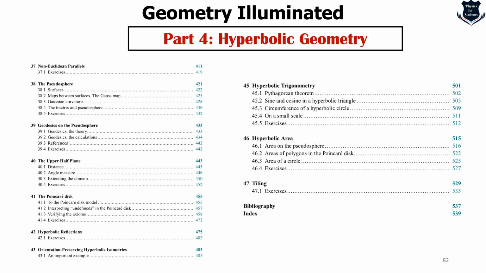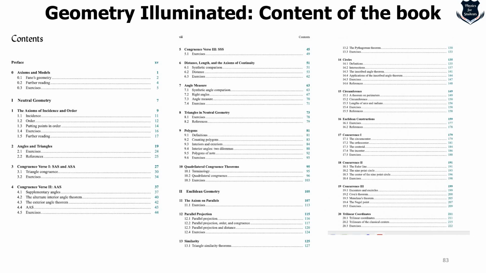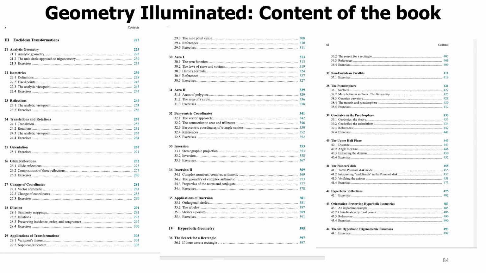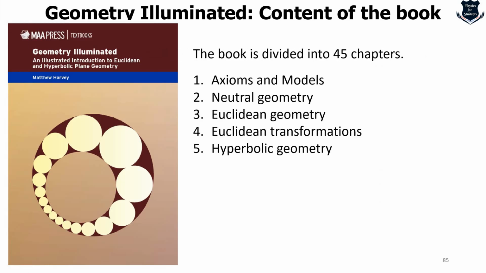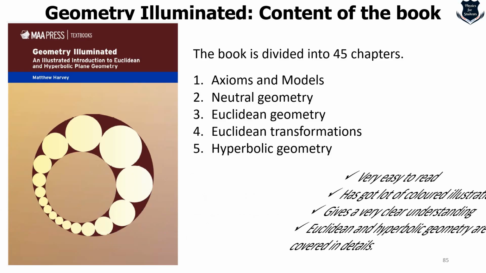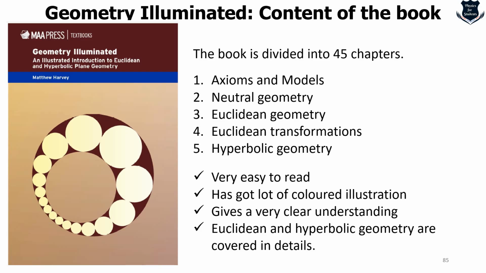So it is basically building the foundation of Euclidean geometry and then moving into hyperbolic geometry. This is the content of the book, again to give you just a quick snapshot. You can pause the video at any point of time, because the writing is too small, and you will get an idea of this book. Overall, I can say the book is divided into 45 chapters, 1, 2, 3, 4, 5, and so on. Hyperbolic geometry is what it concludes with.